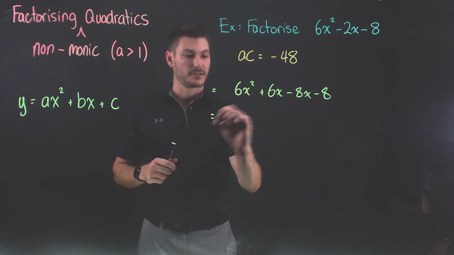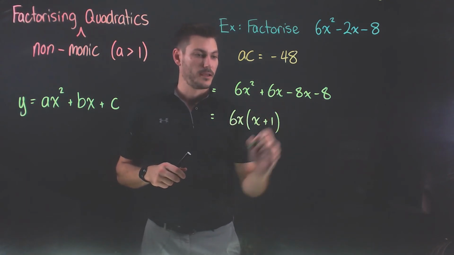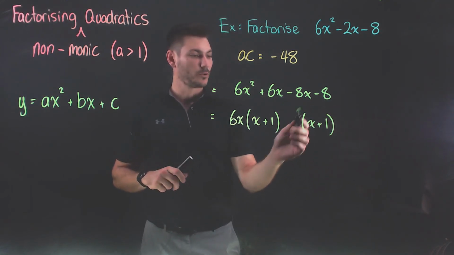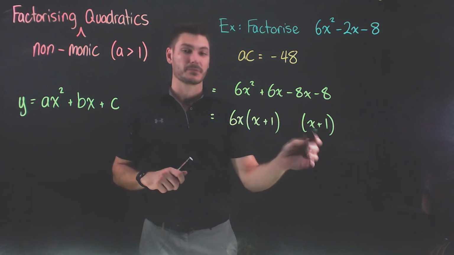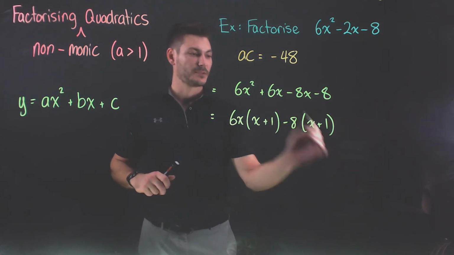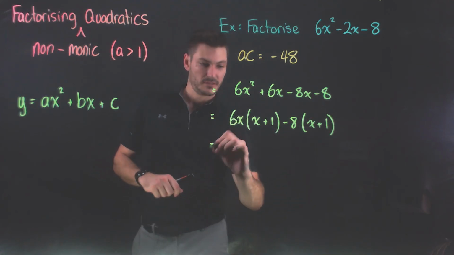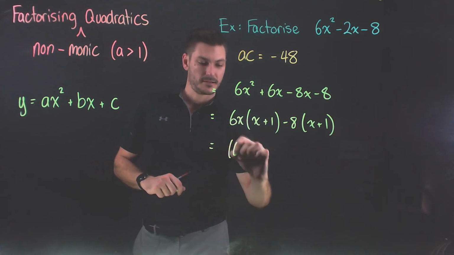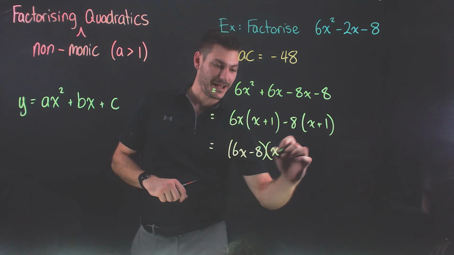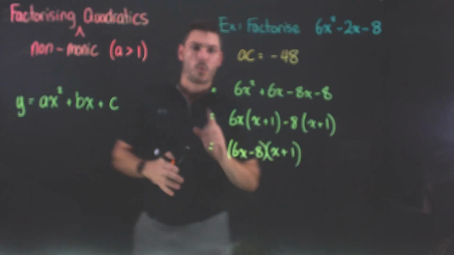So I'm going to factorize a 6x out of the first term, and I'm left with x plus 1. And then I know I need x plus 1 again. And in order for this to multiply through to be x plus 1, well, I need to put minus 8 in here, because minus 8 times x is minus 8x, and minus 8 times 1 is minus 8, which is going to be the terms outside the brackets, 6x minus 8, and then the term that's in the brackets, x plus 1. But I want to show you one more thing.